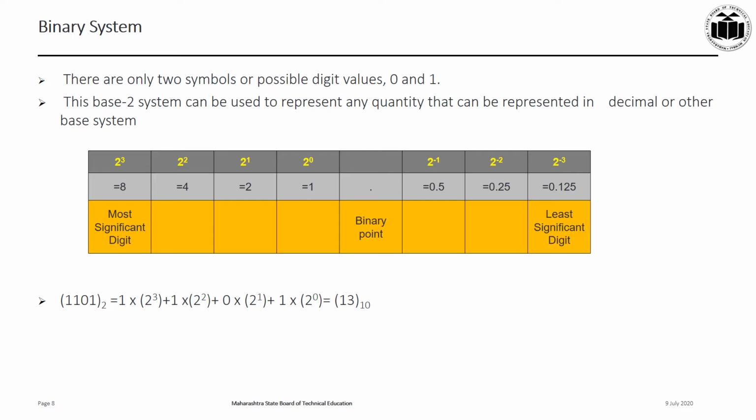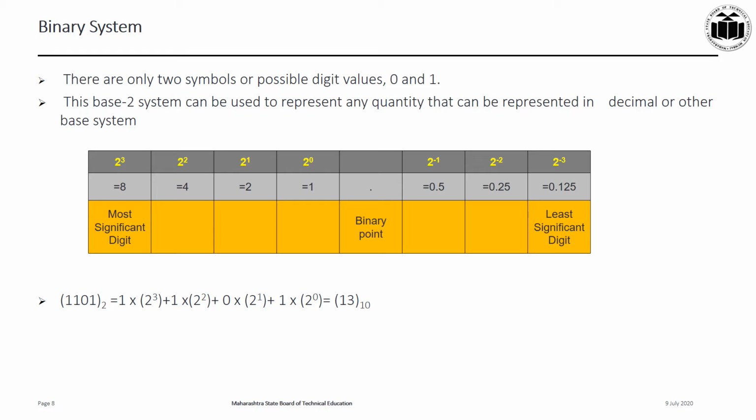The leftmost bit in the given binary number with the highest weight is called the most significant bit. You can see this in the table. Whereas the rightmost bit in the given number with the lowest weight is called the least significant bit.